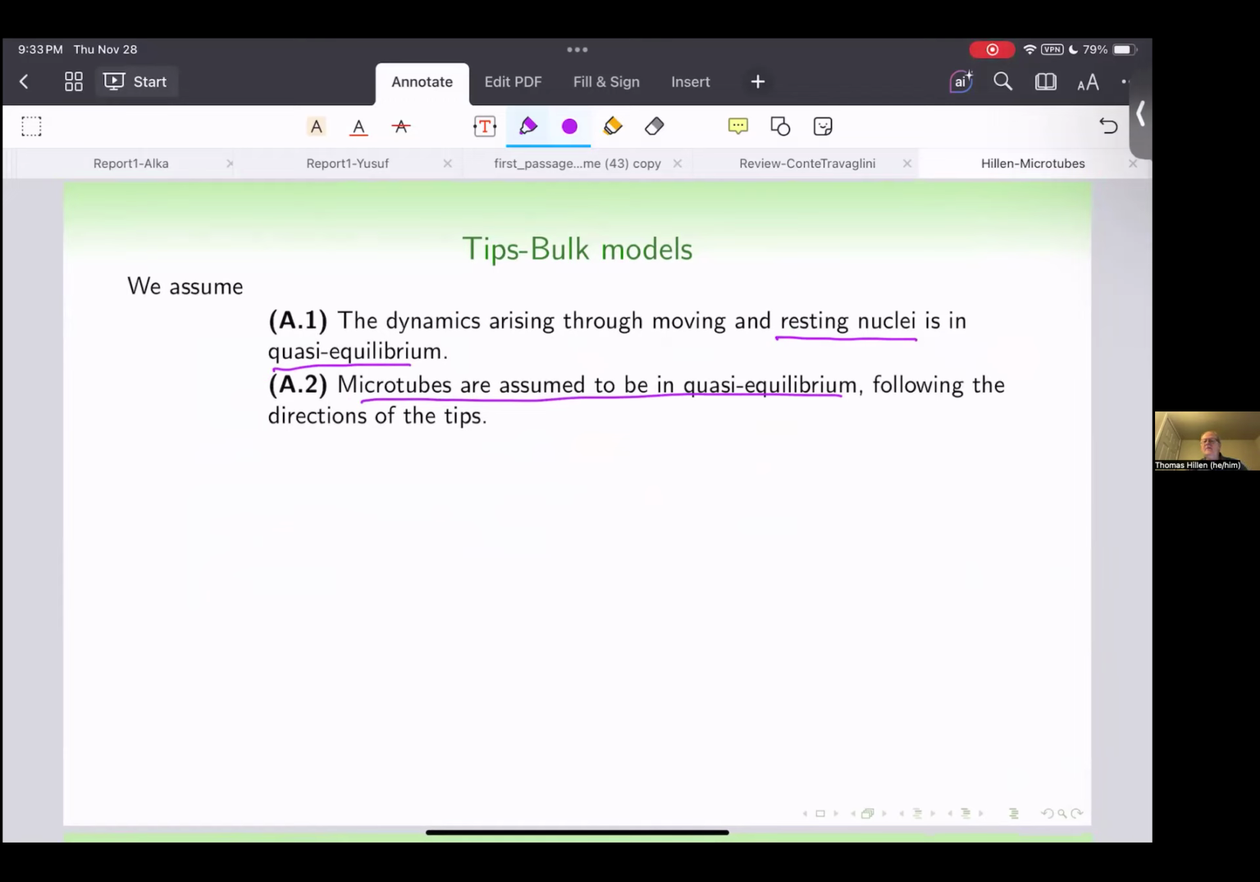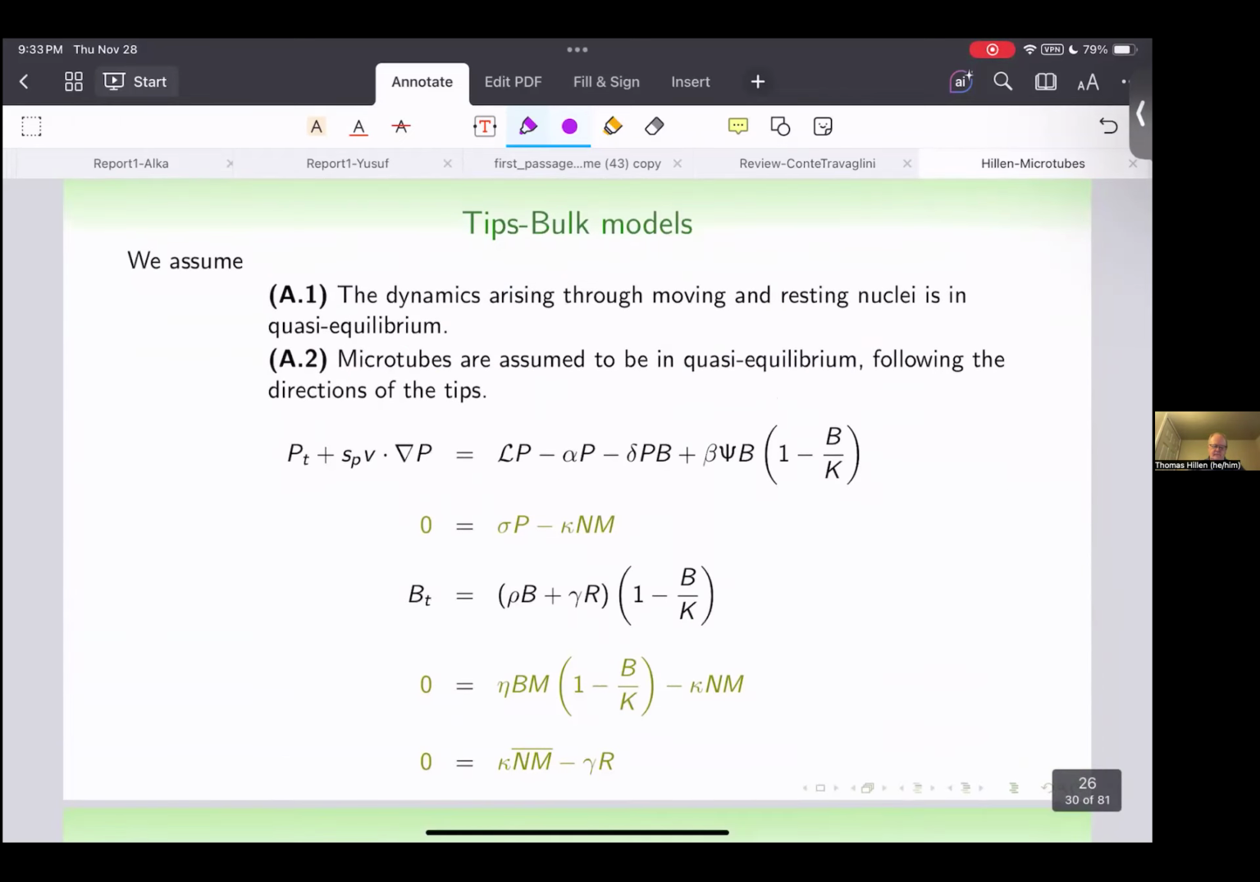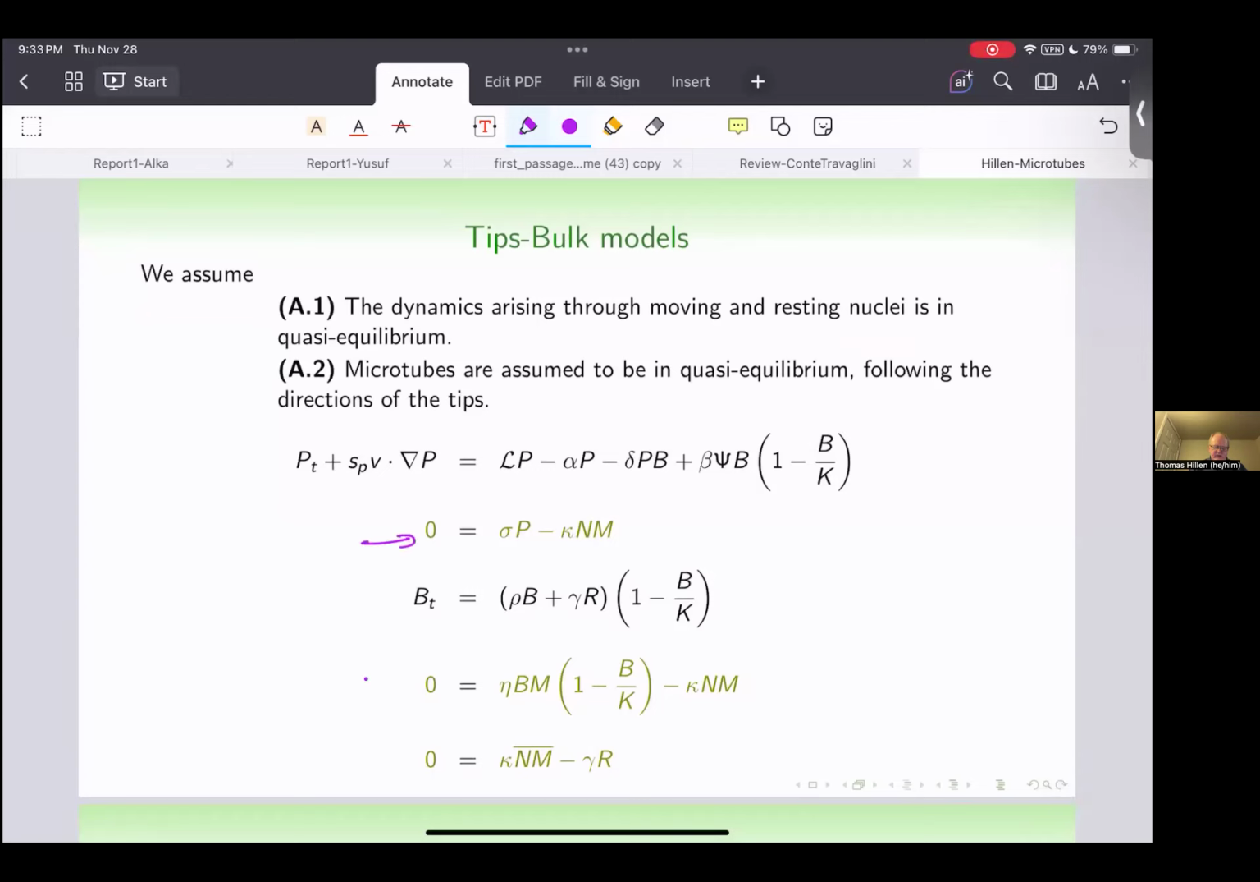So first of all, I assume the quasi-steady state, so that the resting nuclei are in quasi-equilibrium. And what else? The microtubes are in quasi-equilibrium, following the direction of the tips. So quasi-equilibrium means 2 things. It means the corresponding reactions are quick, are fast, so that the time derivative in our differential equations can be set to be equal to 0. So meaning in our equations, we set these time derivatives here to be equal to 0, okay?